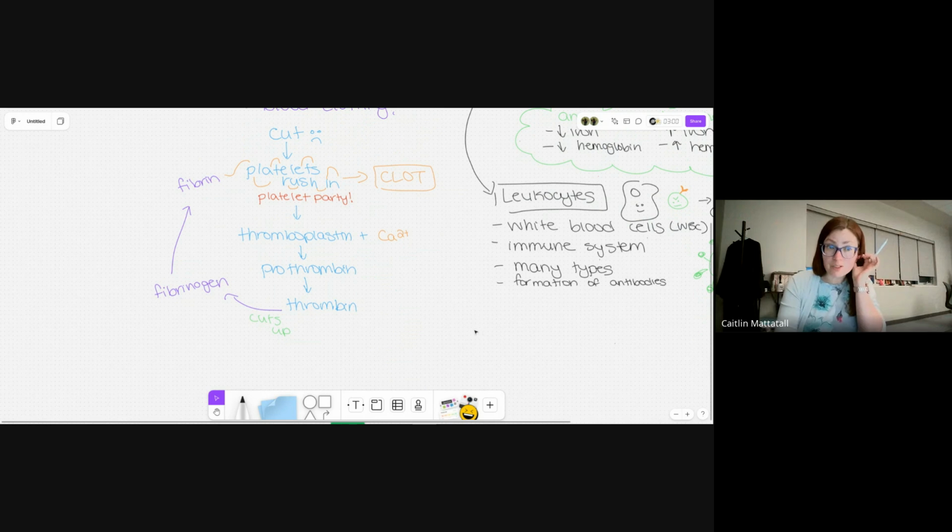That's the only strategy I've been able to come up with to remember those. So if you guys come up with something else, please share with me, and I'm happy to share it with other people. But this little flowchart, this clotting situation that we have happening, you will need to remember, and you might just have to write it out a bunch of times to get it in your brains.